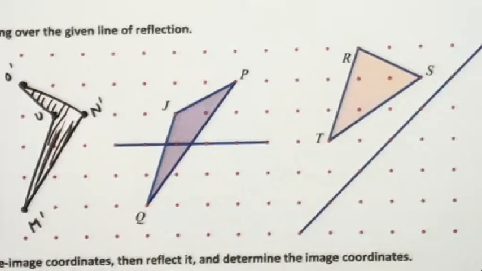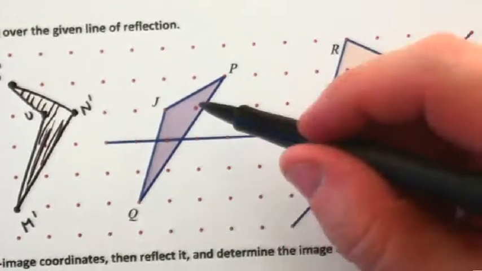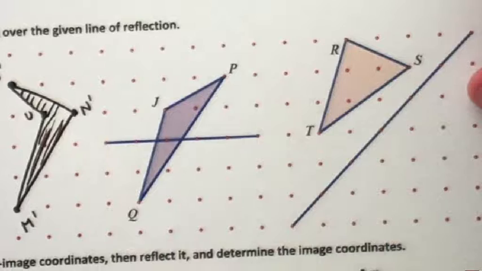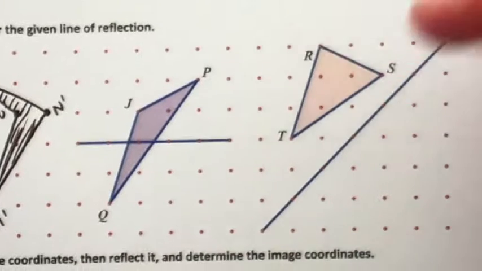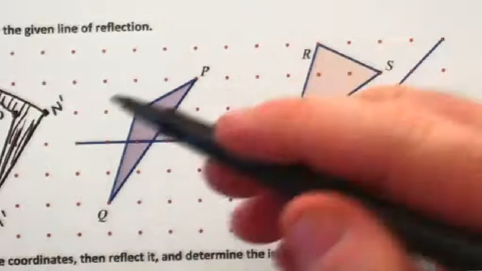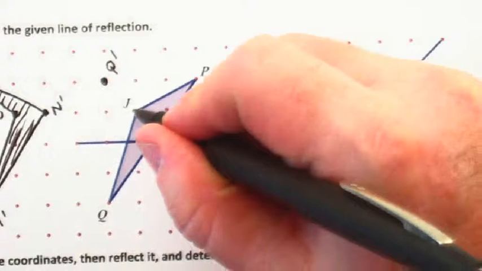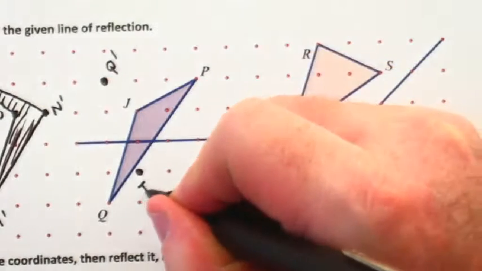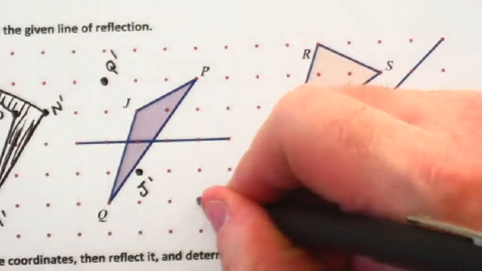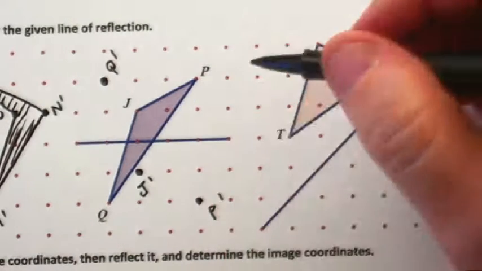Sometimes students think that a reflection is a one-way situation, but the truth is that you reflect to the opposite side. So Q would go over here to be Q prime, J would go over here to be J prime, P would go over here to be P prime.